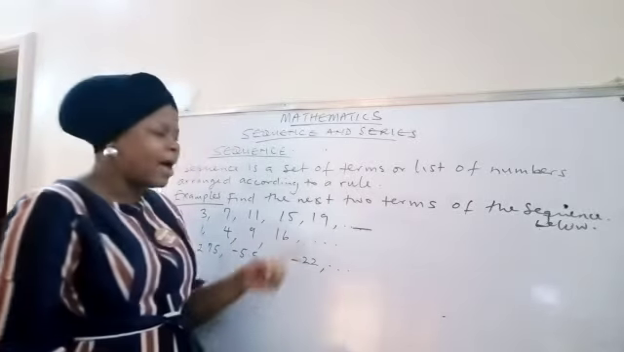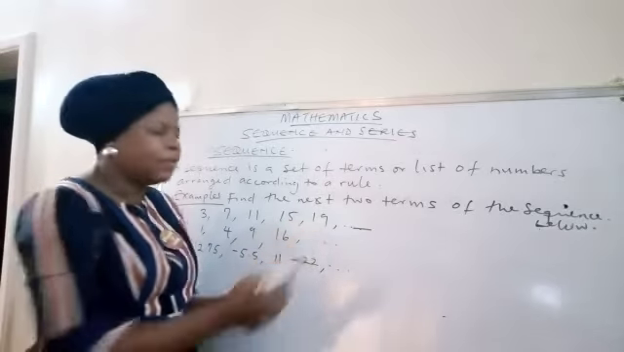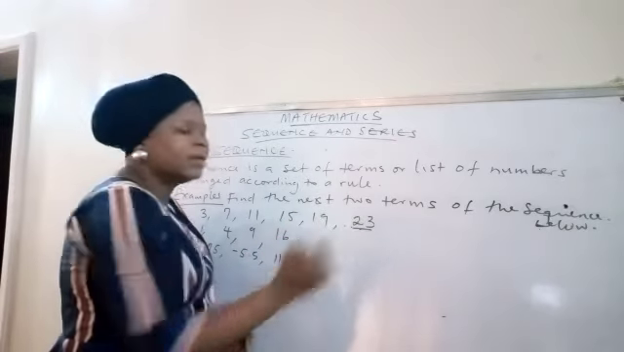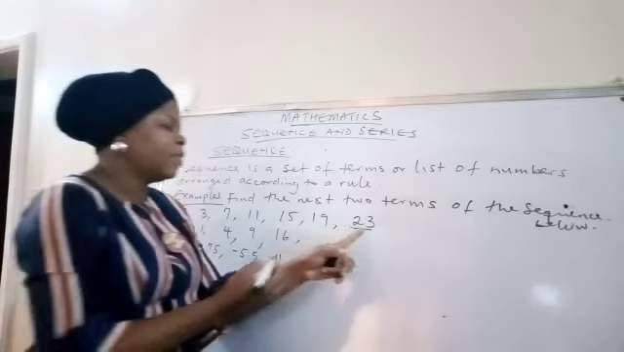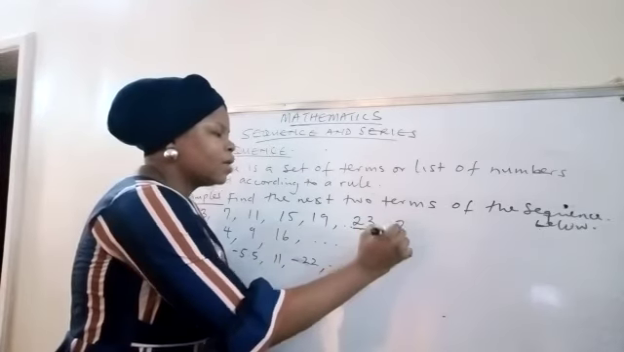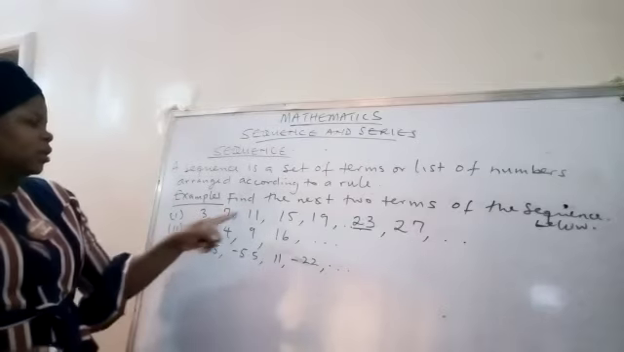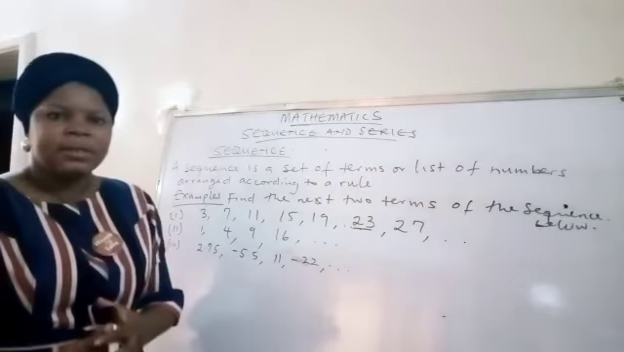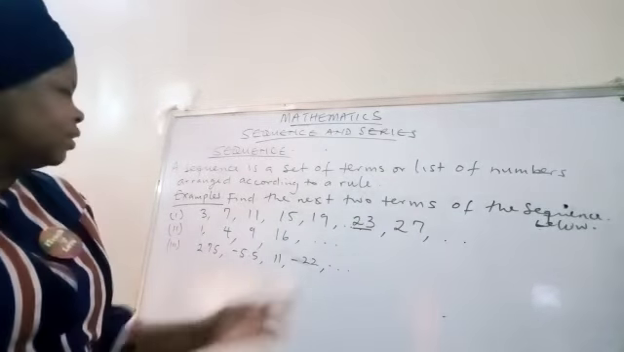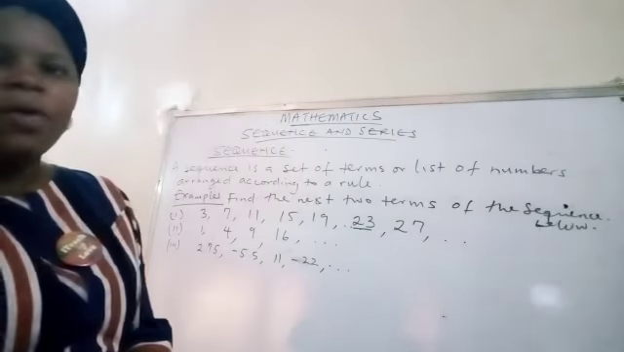So what is going to be the next term? You are going to have 19 plus 4, and that will give you 23. So what is going to be the next term? 23 plus 4, and that will give you 27, and so on like that. So that is the rule that generates that sequence. So quickly try this next 2, then I'll continue from there.